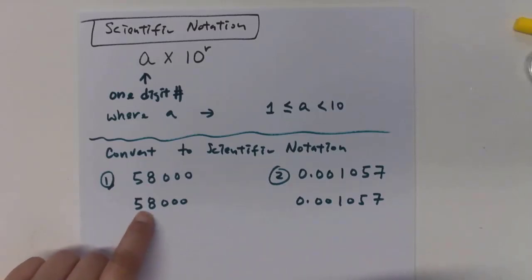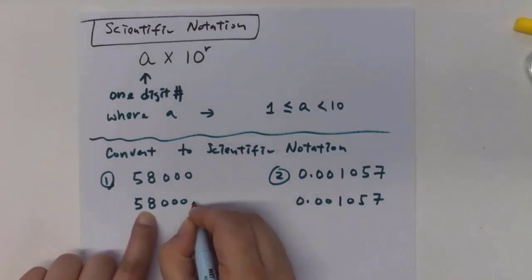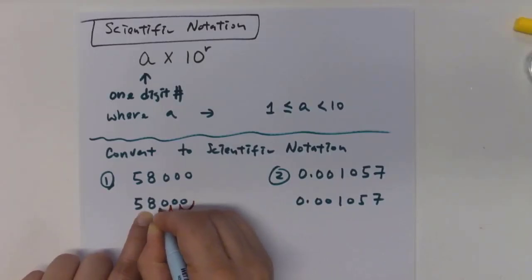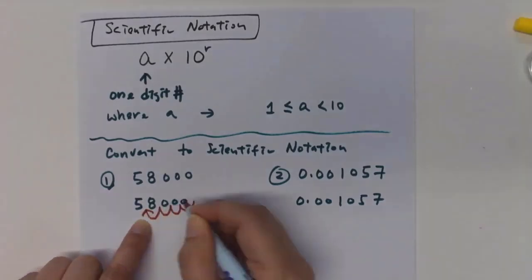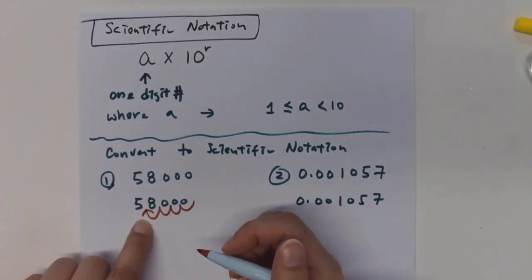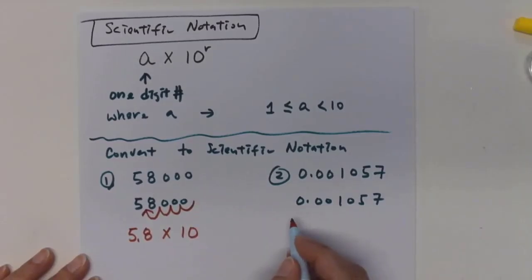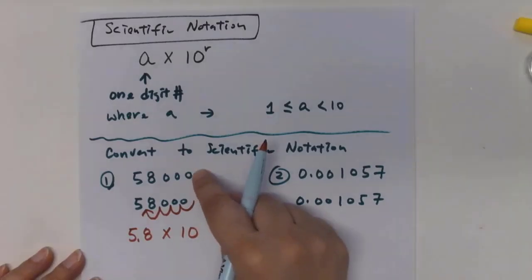Why is it between 5 and 8? I need to make that a one-digit number, right? So the decimal is here, so I'm moving in this direction how many times? 4 times. Make sure you show me the arrow so I know where the decimal places are coming from. So this would be 5.8 times 10 to what power? Positive or negative? Okay, we don't have an agreement here. So is this a big or small number? Big number, so it should be positive.